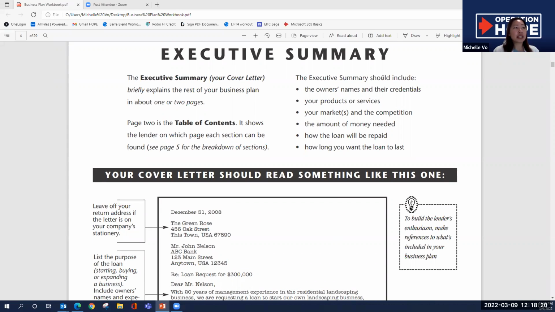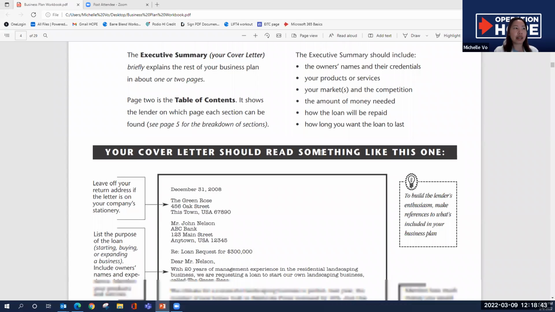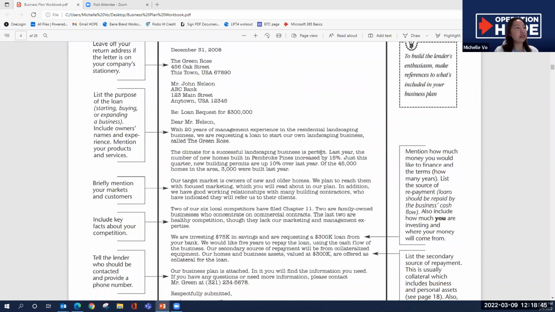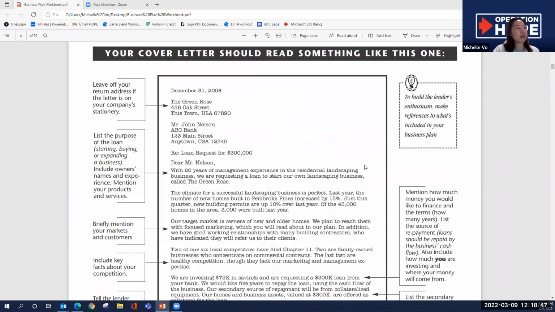Your executive summary should include the owner's name and credentials, your products and services, the markets and the competition, the amount of money needed, how the loan will be repaid, and how long you want the loan to last. It's going to be a lot of information, so please don't get overwhelmed. I will go literally line by line so we can take a look at this in more detail. I'm going to zoom in just a little bit.